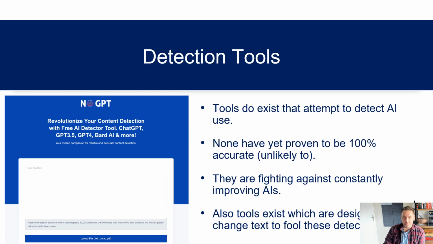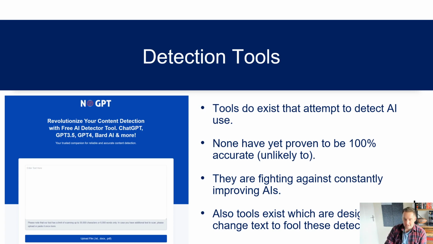Now, the problem is none of them are 100%. Like I said, the AIs are getting better and better and better at mimicking human language. So as the AIs get better, they become harder to detect. And there are also tools out there which the students can put their work in. We don't want to advertise them, and can make it more human-like. So there's actually tools now to bypass some of these checkers.